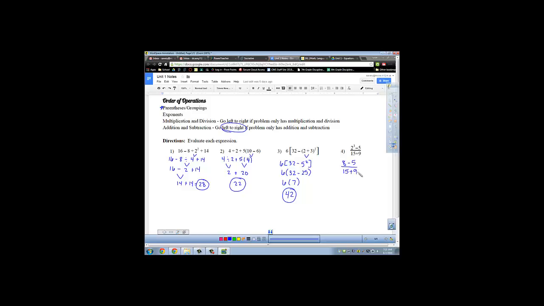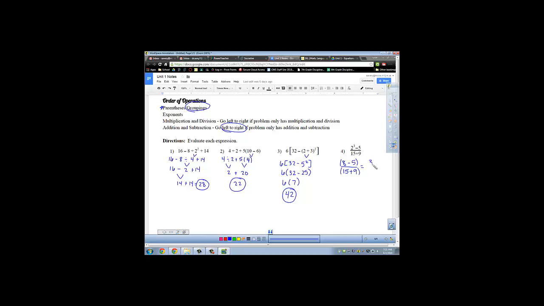Now, some people might say, oh, well, I have division, but how do I divide that? If you have a fraction like this where you have something to do on the top and something to do on the bottom, you kind of want to think of these as groupings. So I have the top that's grouped together and the bottom that's grouped together. That's why I put groupings right here.